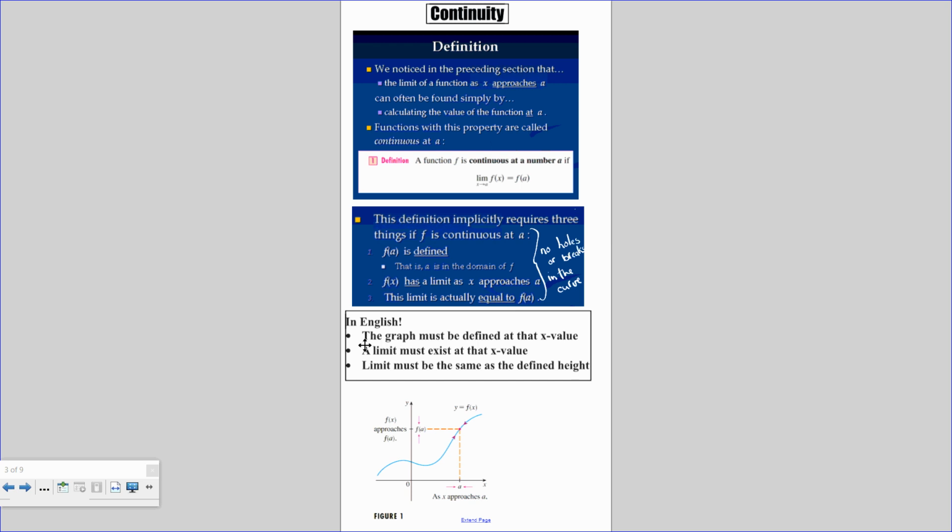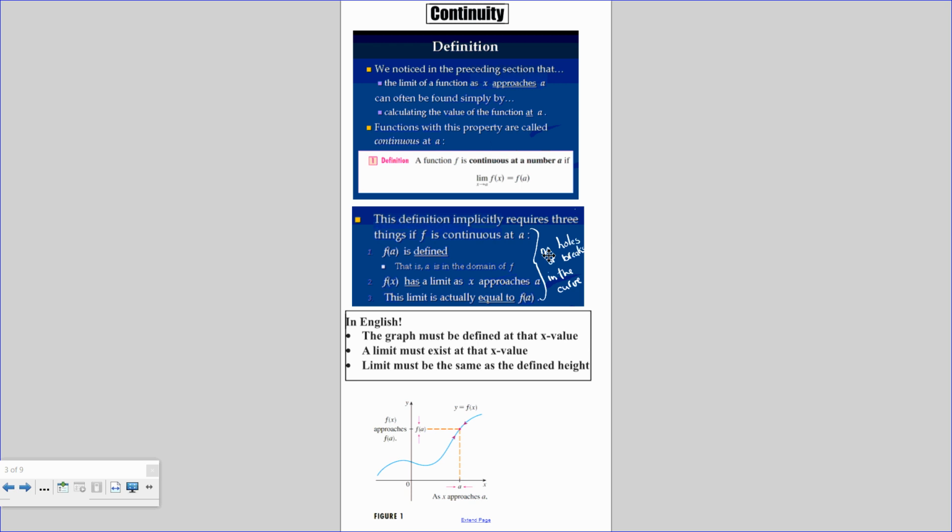In plain English, it reads like this. The graph must be defined at that x value, a limit must exist at that x value, and the limit must be the same as the defined height. So steps 1 and 2 must give you the same value. And this is like a hierarchy of the way you tackle these. So you would check step 1. If it meets that, move on to step 2. If it passes step 1, fails step 2, you can stop. You don't have to go to step 3. Or if it fails step 1, you can say it's discontinuous at that x value because it's not defined there.